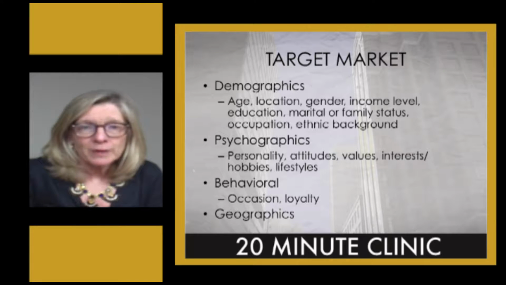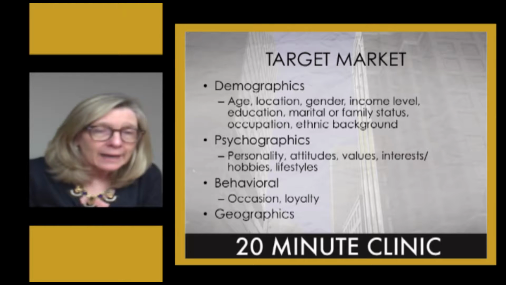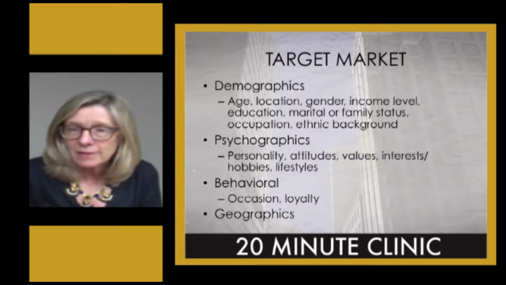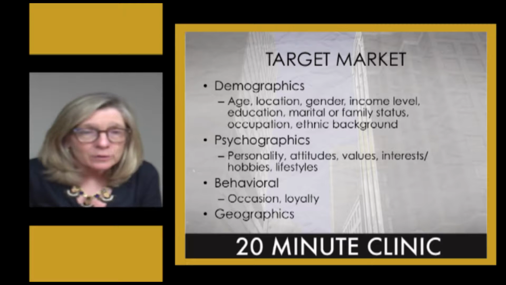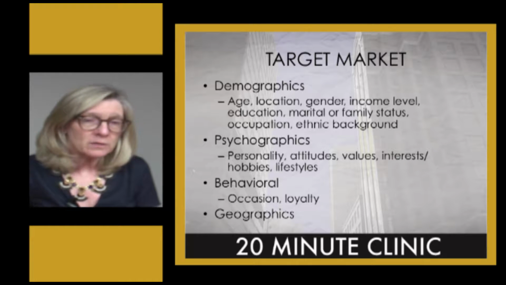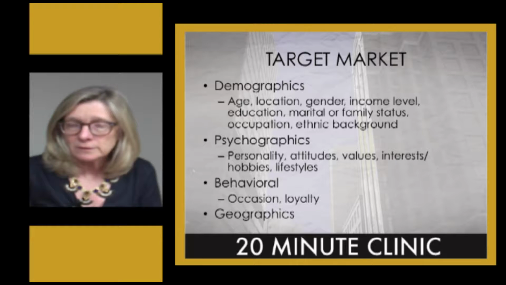There's a number of different attributes that we can use to slice and dice and clearly identify who is our primary customer. We can look at things such as demographics, age, location, gender, income level, education, marital or family status, occupation and ethnic background. We can look at psychographics, personalities, attitudes, values, interests and hobbies, and lifestyles. We can also look at behavioral attributes, things such as occasion or loyalty.